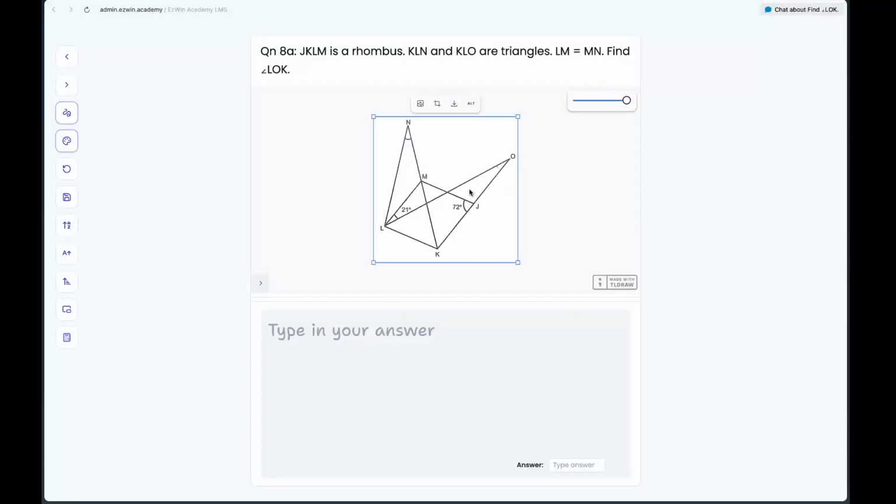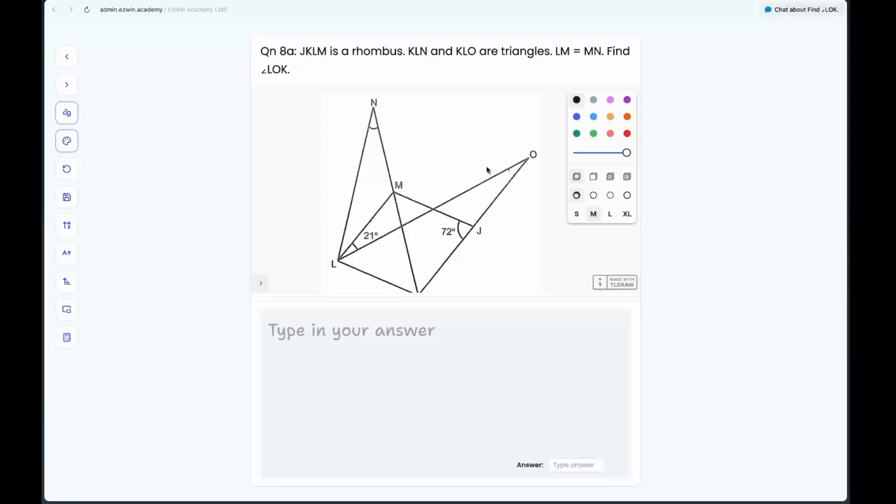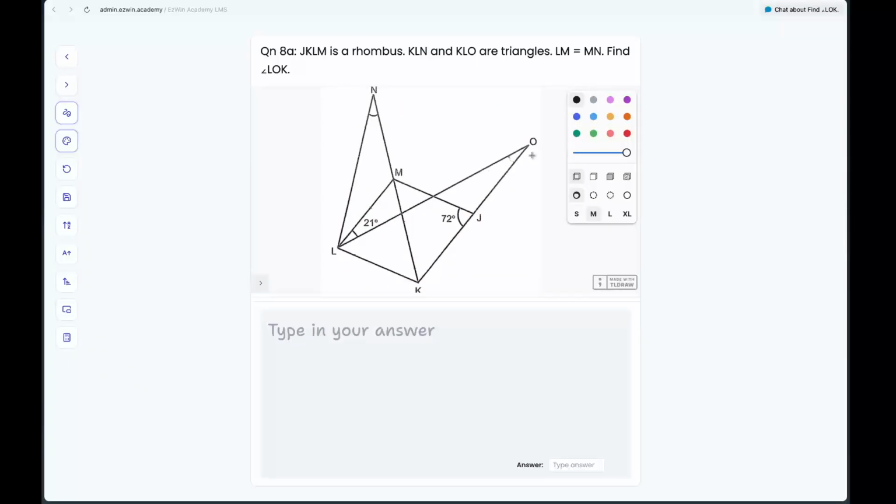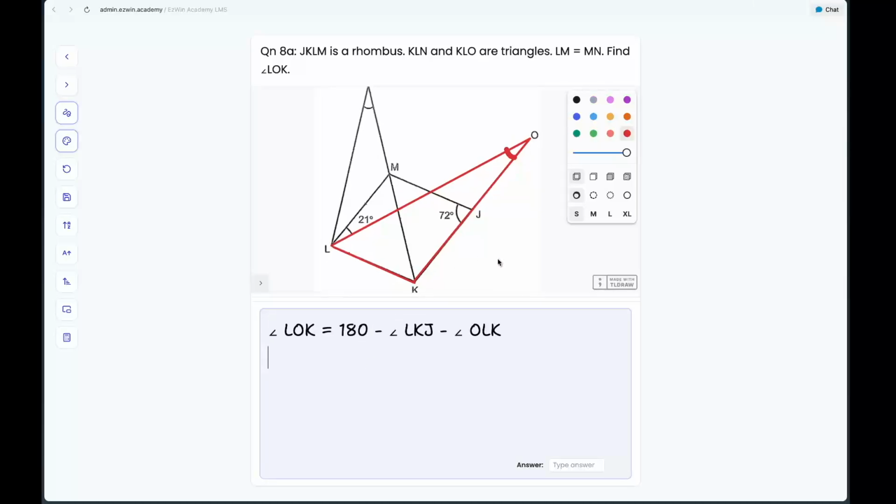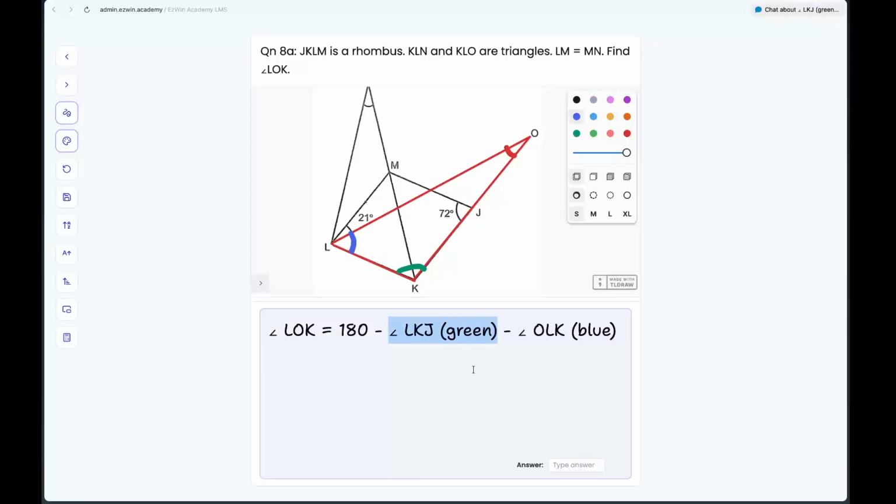All right, with this kind of question, you always want to work backwards. So LOK in this case is this red angle. How do you find this red angle? This red angle is actually part of this big triangle. So to get angle LOK, we have 180 minus LKJ, let me just highlight this in green, and OLK, let me highlight this in blue. Let's find out angle LKJ, which is in green.